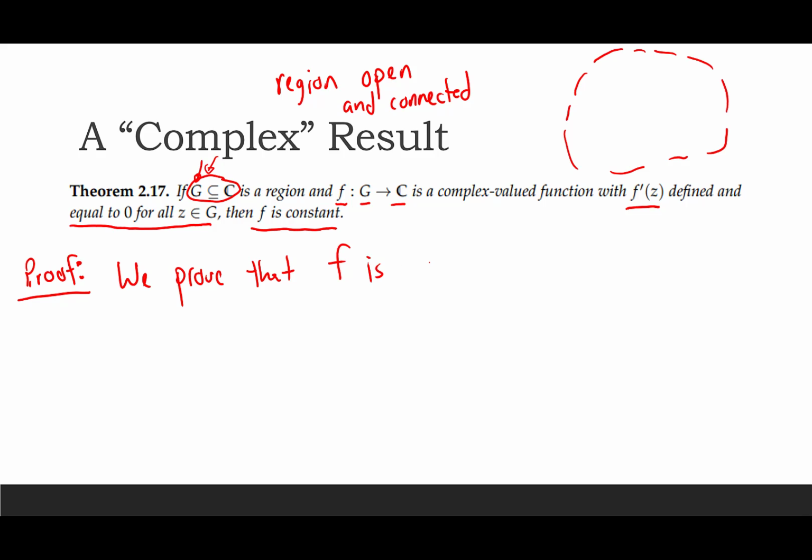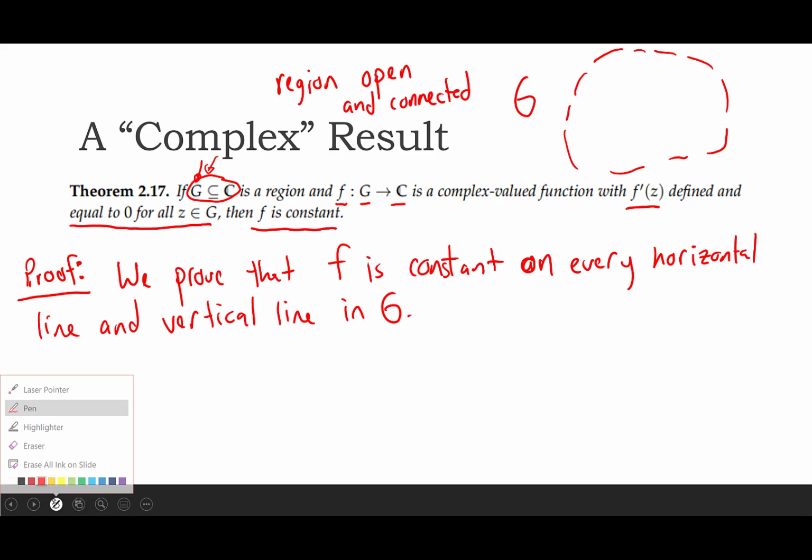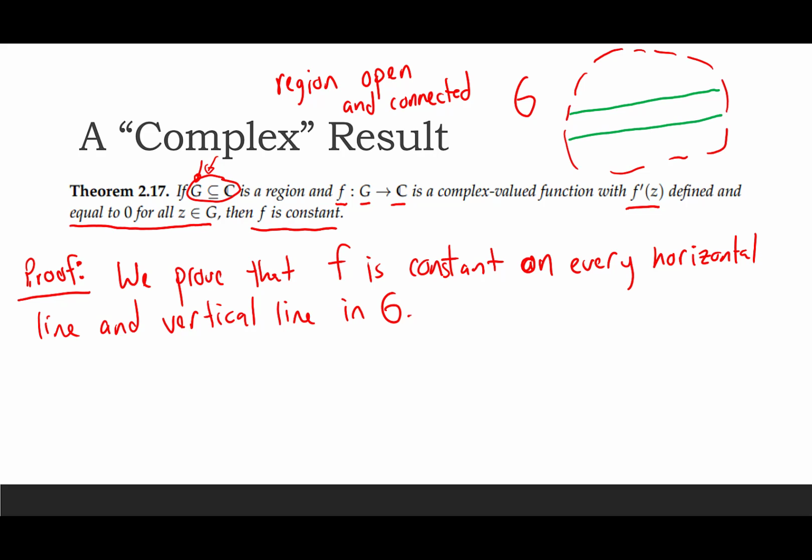So what we're going to do is prove that f is constant, meaning it has the same output, on every horizontal line and vertical line in G. Okay, so if this is our G here in the upper right hand corner, what we're going to be proving is that our function is constant on every horizontal line in G. Let's imagine these are our horizontal lines, and every vertical line in G as well.